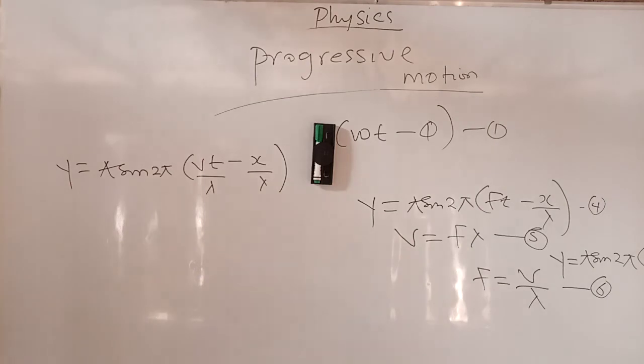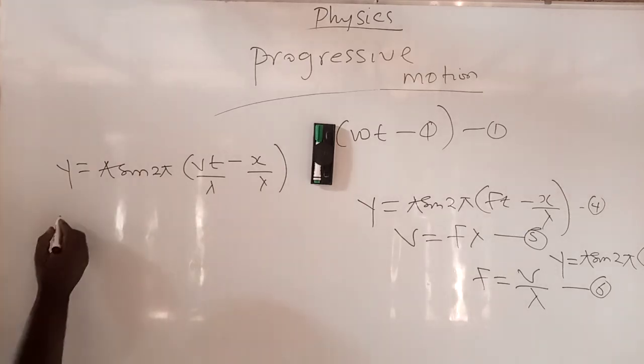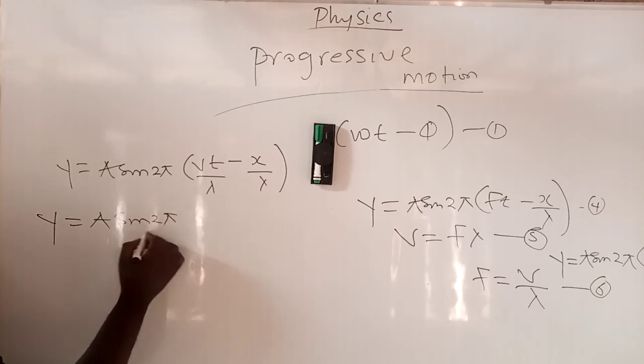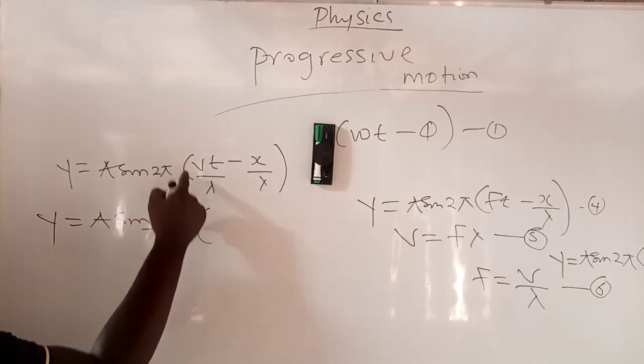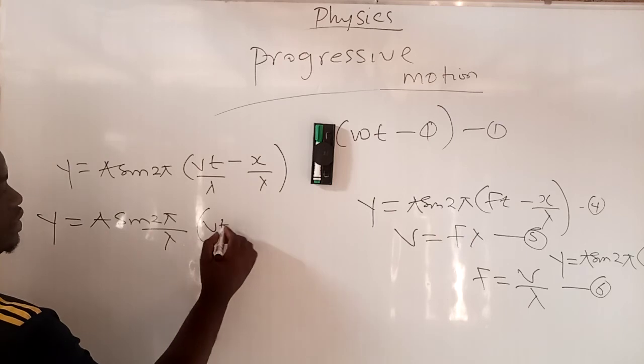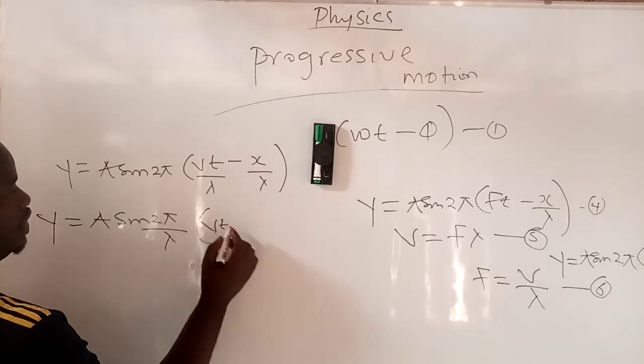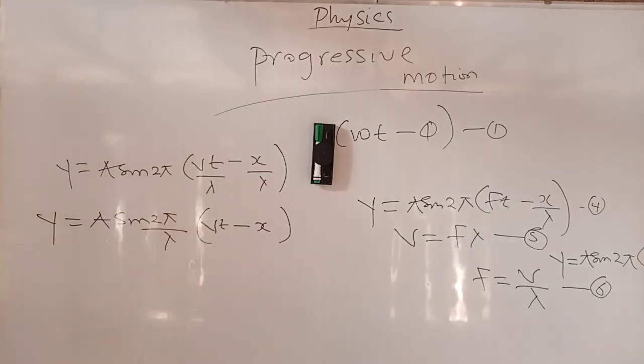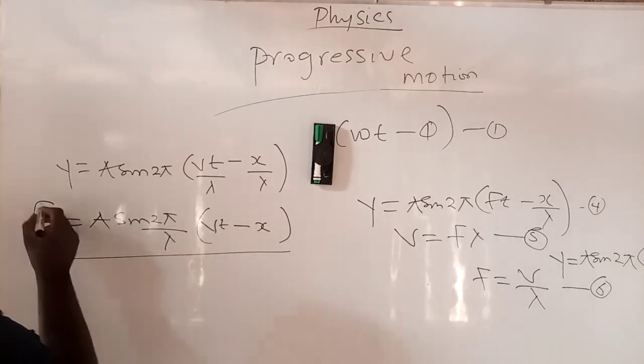Now look at what I want to do. I want to take out this λ, making it the common term. So this will give you y equals A sin of 2π all over λ, and you'll be left with vt minus x. That is what you'll be left with. Note it very well. And this is the equation we'll be using. It's another equation of the progressive wave we could also use in solving calculations.